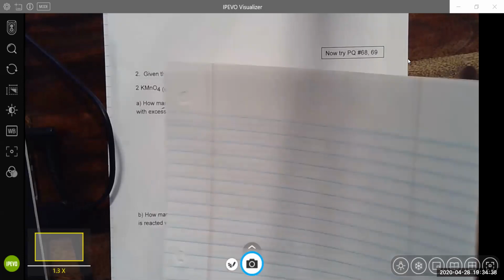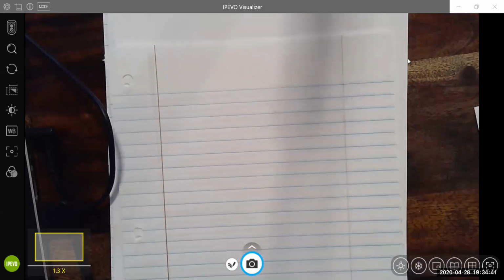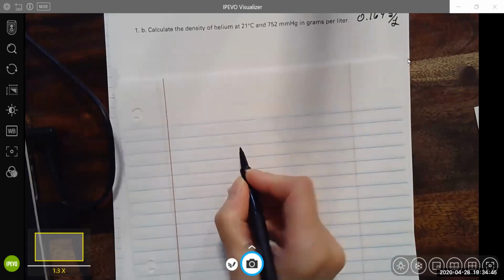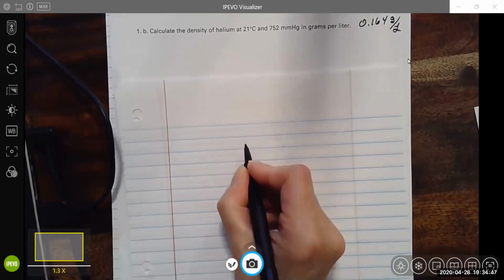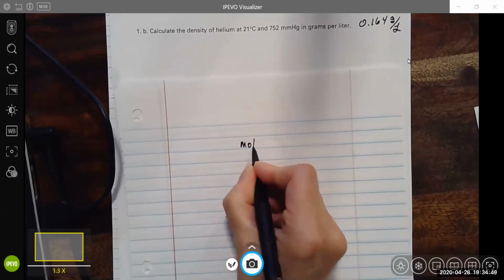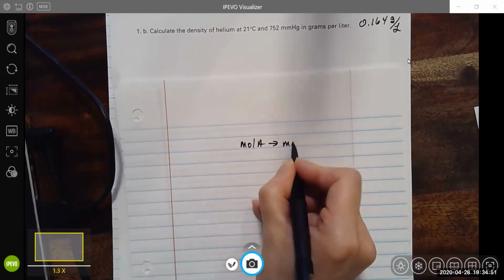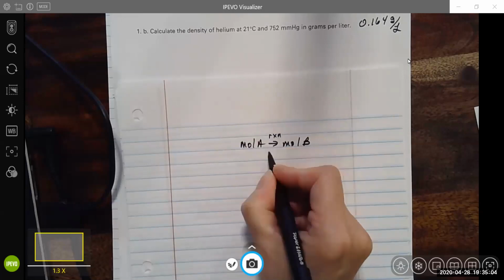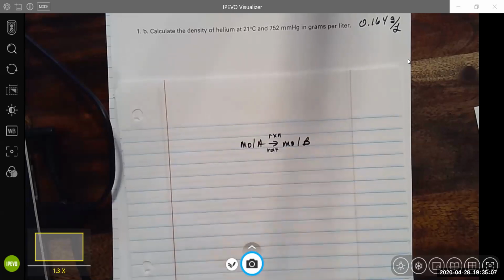Okay. Anyway. So in general, when we have stoichiometry, the one step we always have in the middle, as I always say, is this step. All stoichiometry problems have that, moles of A to moles of B. And the way we get from moles of A to moles of B is what I called back in chapter 4 the reaction ratio, the coefficients of the reaction.